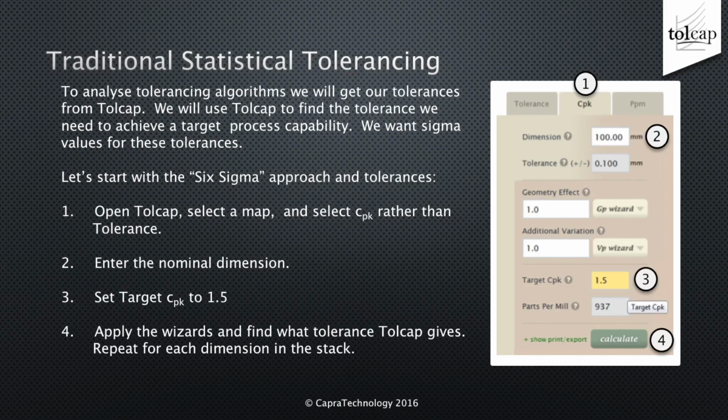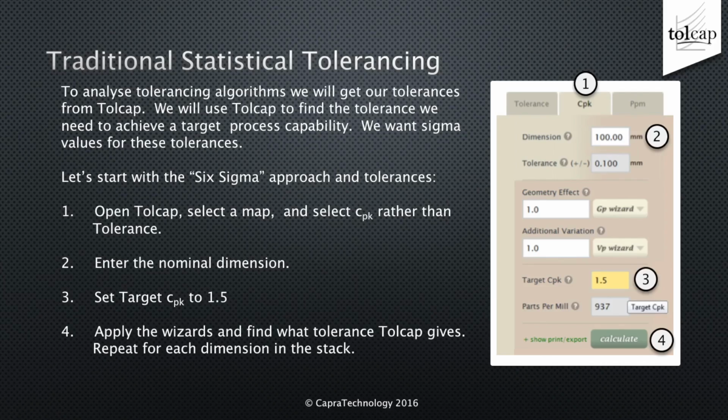Open Tolcap, select a map, and select CPK rather than tolerance. Enter the nominal dimension. Set the target CPK to 1.5. Apply the wizards and find what tolerance Tolcap gives. Repeat that for each tolerance stack.